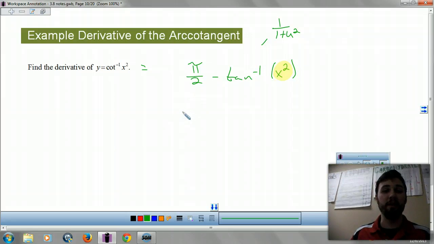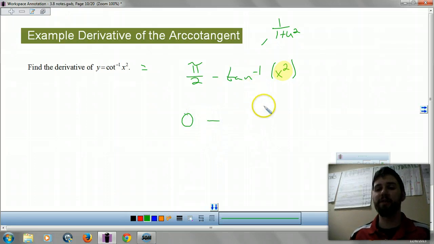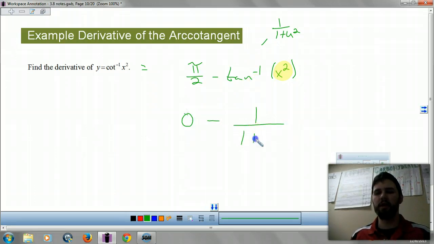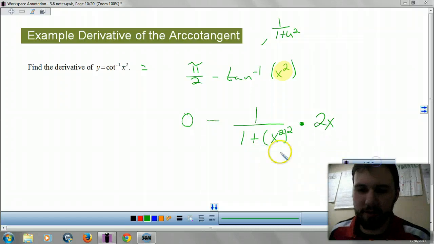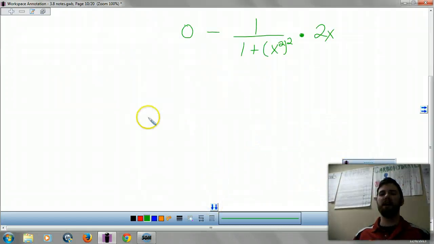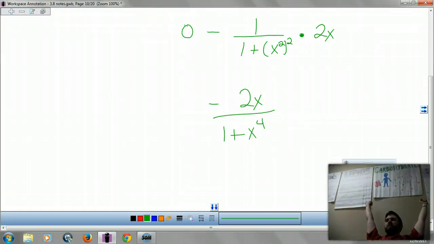So when we take the derivative, the derivative of pi over 2 is 0, minus the derivative of tan inverse, which is 1 over 1 plus u, which is x squared, times the derivative of my inside, the derivative of x squared, which is 2x. So if I were to simplify this, I get negative 2x over 1 plus x to the 4th. We did it. We're mad geniuses. Hope you enjoy.